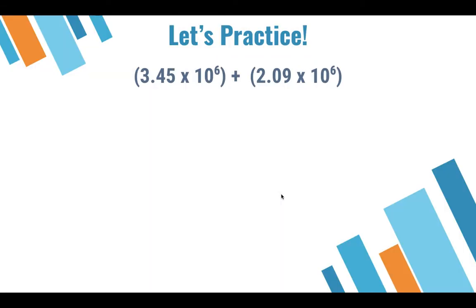We have this example, 3.45 times 10 to the 6th plus 2.09 times 10 to the 6th. Let's look at this overall. Look at our exponents that are the same. So the very first step was to add or subtract the coefficients. It's telling us we have to add, the plus sign. So we're going to add our two coefficients, 3.45 plus 2.09. When we add those together, 5.54.